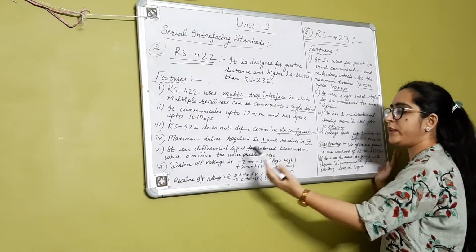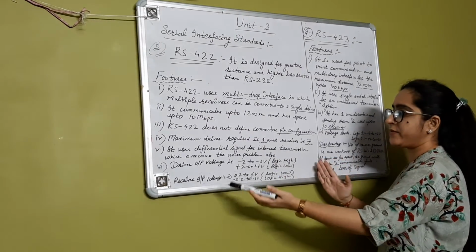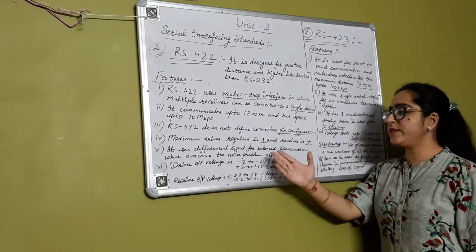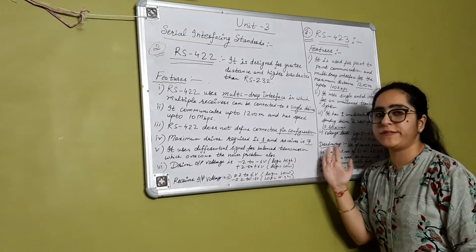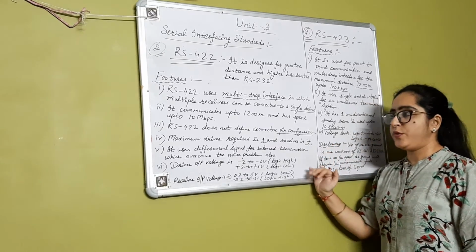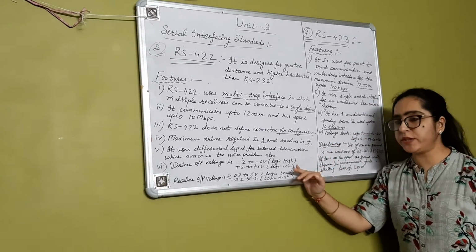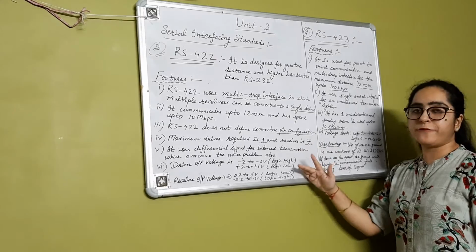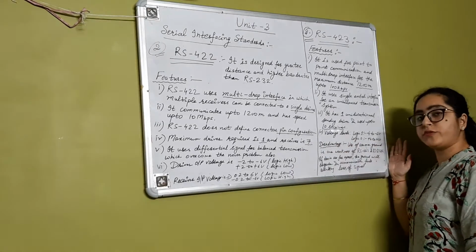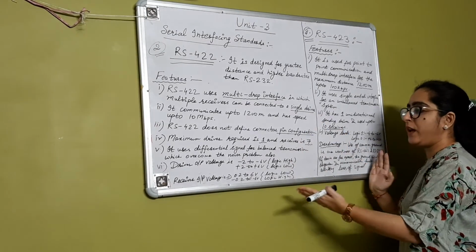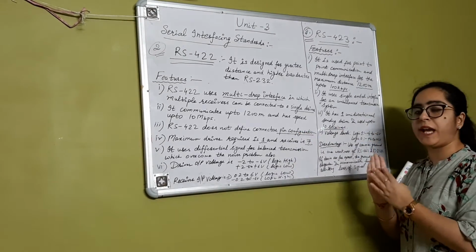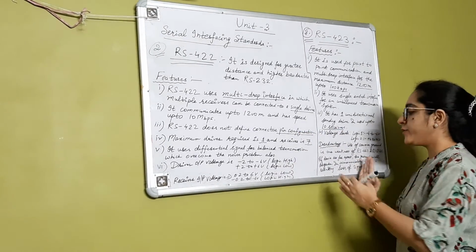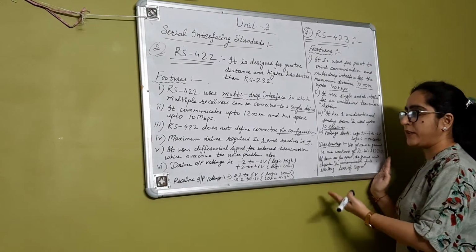Whereas that disadvantage has been overcome here. It uses the differential signal for balanced transmission, which overcomes the noise problem also. So I hope RS-232 connector, RS-422 and RS-423, these all three are quite clear to you, and 422, 423 have no pin configuration, so I have not discussed that.